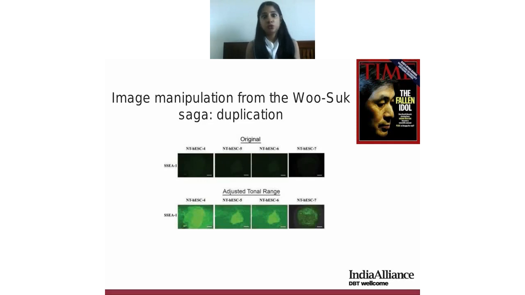Back to Dr. Wusuk, he went on to even manipulate his images. He actually duplicated the image. So when the images were checked, they found that he had actually used the same image twice.